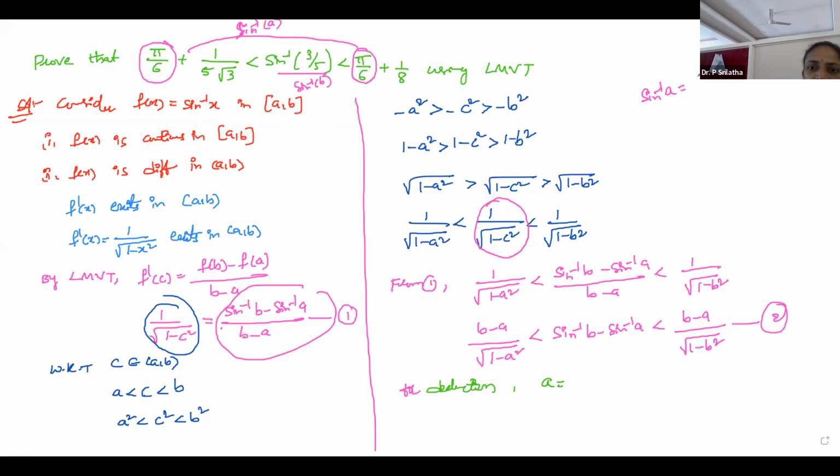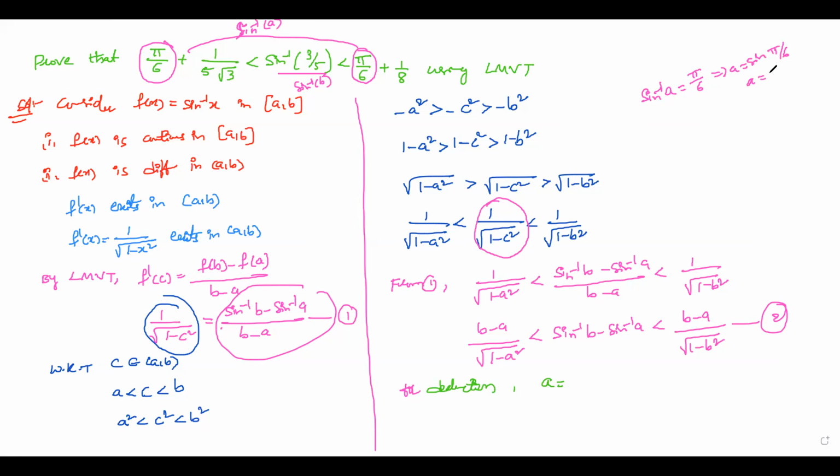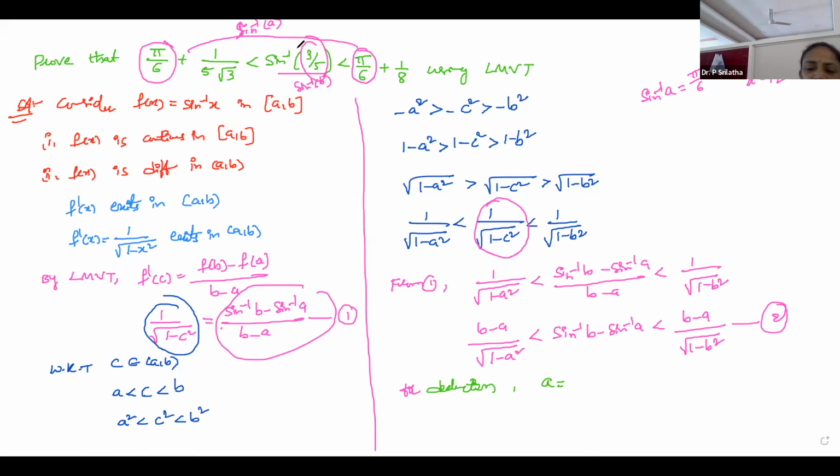Okay, so sine inverse a is nothing but pi by 6. Both sides have a similar value, nothing but sine inverse a. So sine inverse a is pi by 6. From that we can write a equal to sine of pi by 6. Sine pi by 6 is nothing but 1 by 2. And what about the b value? Sine inverse b is sine inverse 3 by 5. So what is b? b is 3 by 5. So the a value is 1 by 2 and the b value is 3 by 5.